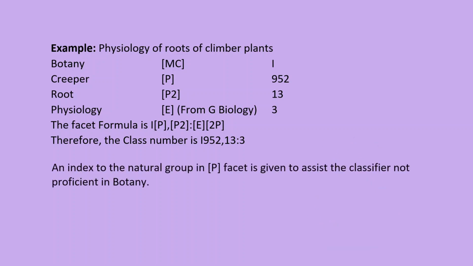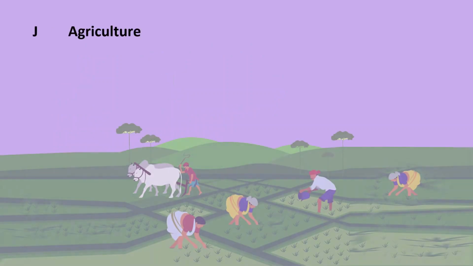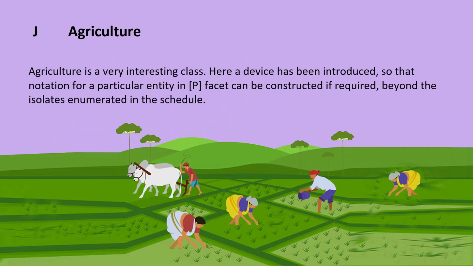An index to the natural group in the personality facet is given to assist classifiers who are not proficient in scientific names of the natural groups of plants. Next, main class agriculture. Agriculture is a very interesting class. Here a device has been introduced so that notation for a particular entity in the personality facet can be constructed if required, beyond the isolates enumerated in the schedule.